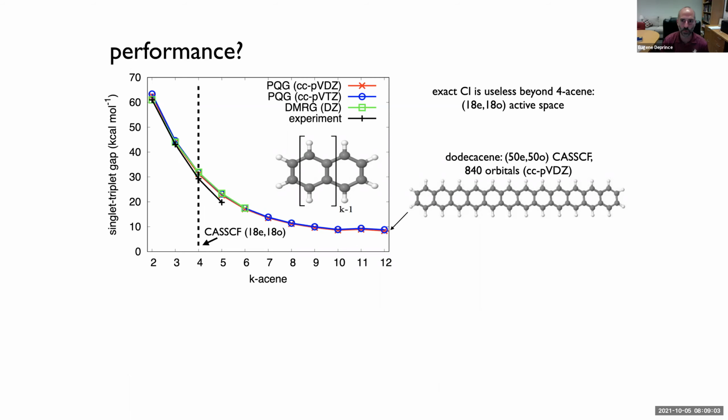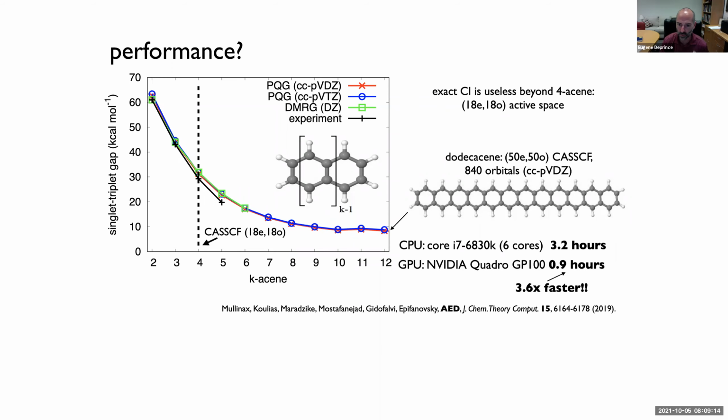If you care about the performance of such a method, if I tick down the basis set, I can give you reasonable timings. And at this point, on a pretty old CPU, this is a 3-hour calculation. On a pretty good GPU, I can get this done in under an hour. So that's pretty good, not too bad.